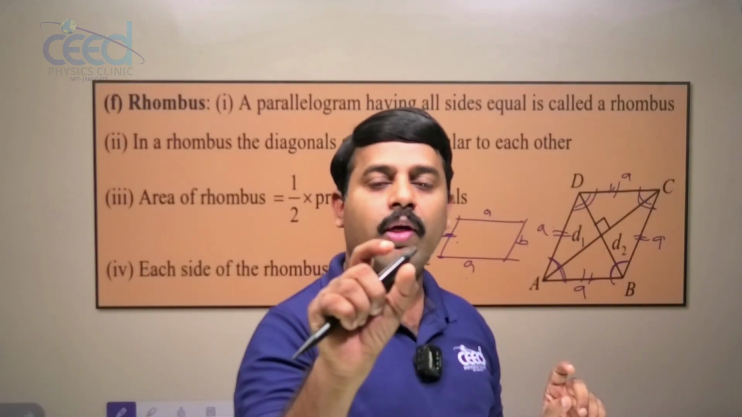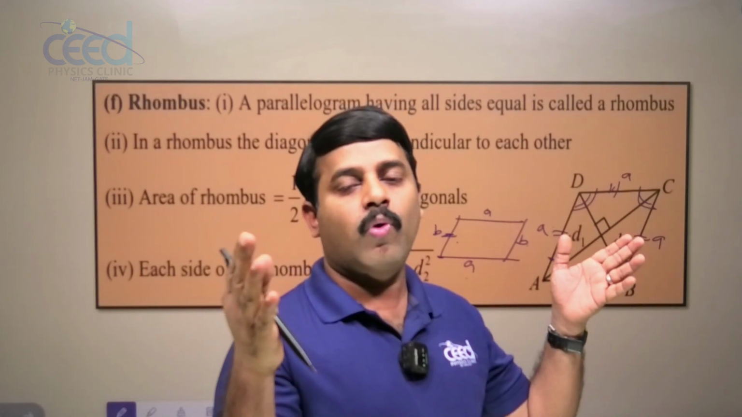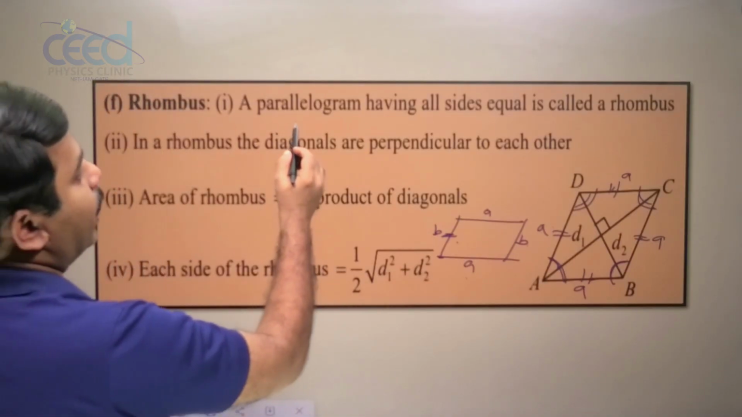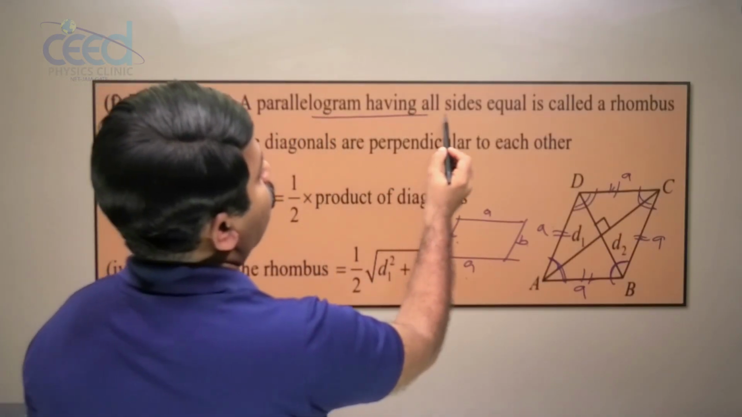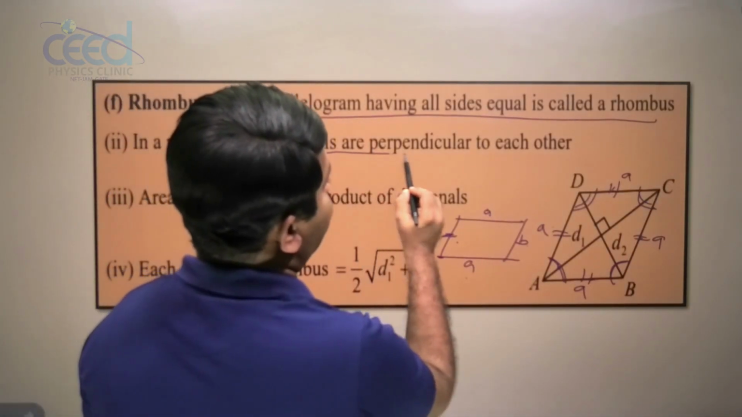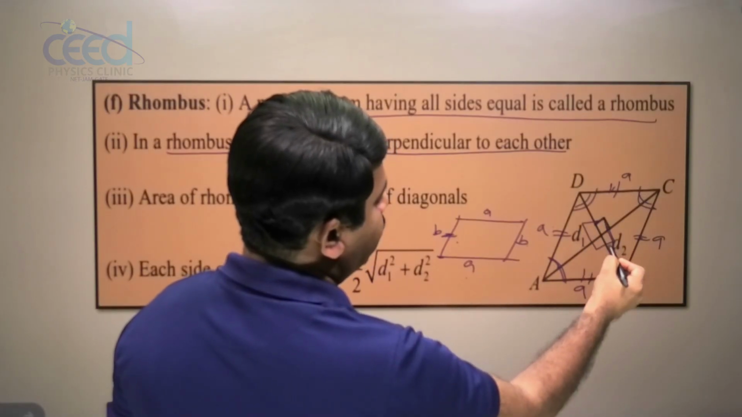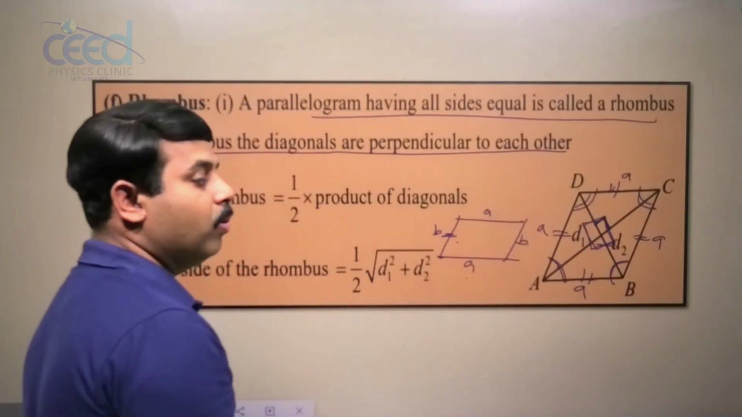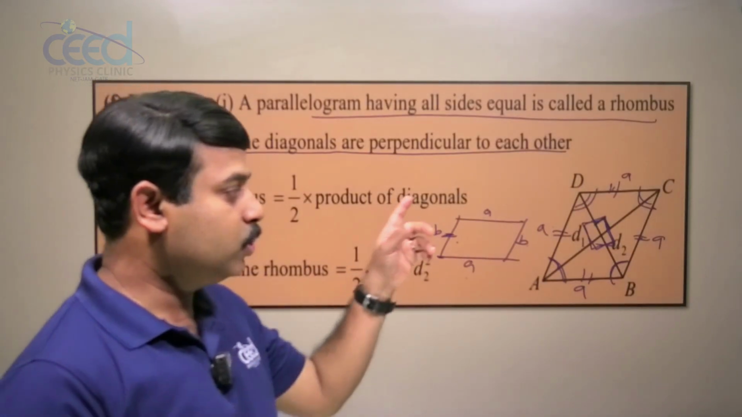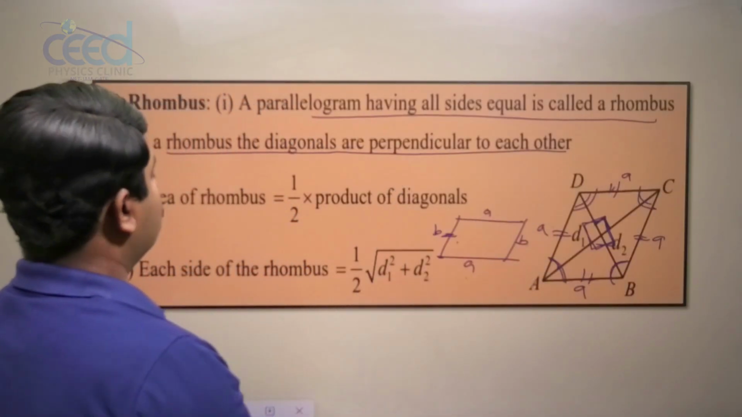So in a parallelogram, if all sides are equal and opposite pairs are parallel, then we can say it is a rhombus, right? A parallelogram having all sides equal is called a rhombus. In a rhombus, the diagonals are perpendicular to each other. But in a parallelogram it is not perpendicular. But in a rectangle it is perpendicular. In a square it is perpendicular, right? Here also in a rhombus the diagonals are perpendicular.